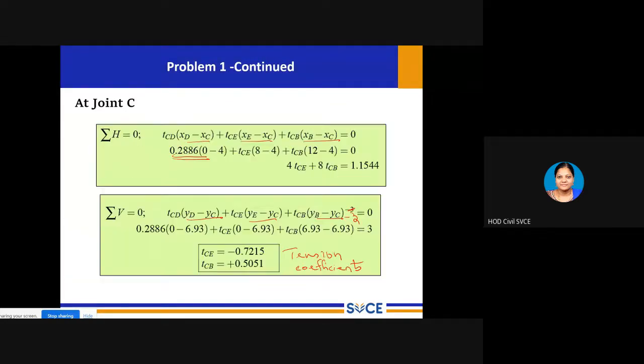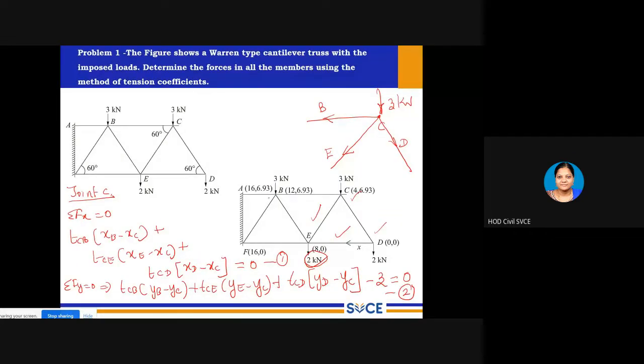Again you have to be very careful here. At this point you have a downward force of 3 kN. Therefore you have to consider that while you resolve the forces in the y direction. Is it clear? Yeah, clear, ma'am.